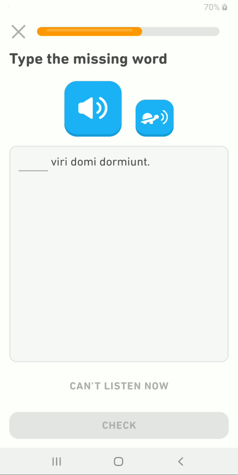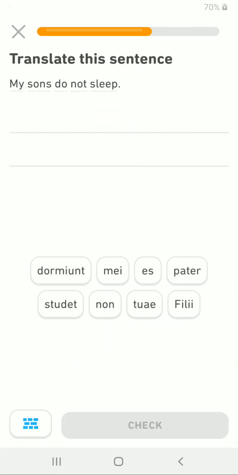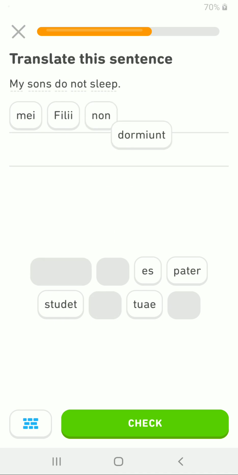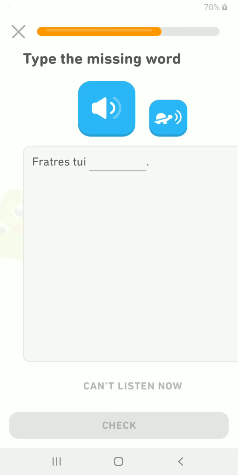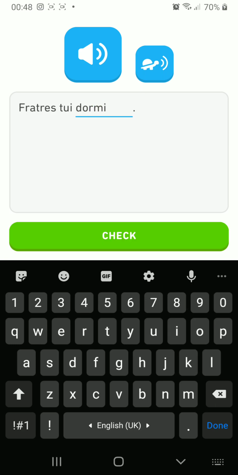Duo viri domi dormiunt. I hear duo, which is two. And my sons do not sleep. My sons, sorry. So mei filii, sorry. Non dormiunt. Fratres tui dormiunt. Dormiunt.